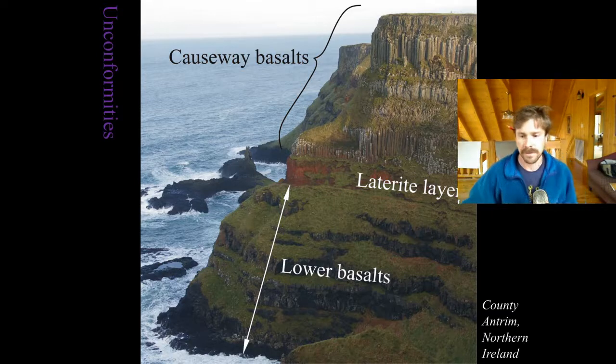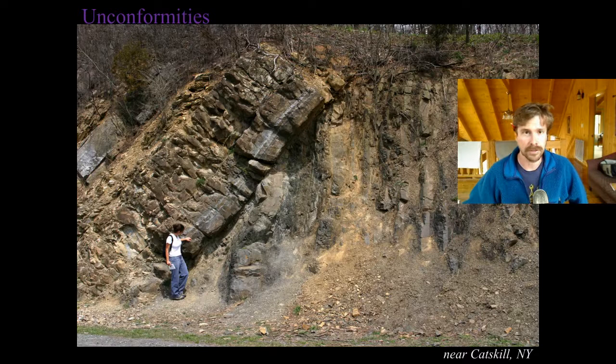Another example of a disconformity from Ireland is on top of those basalts, where a soil horizon developed. The soil developed on top of the basalt, so the iron was oxidized. It was a bright orange tropical soil called a laterite, and then more basalt erupted on top of that. So you've got basically two different basalt packages separated by this ancient tropical soil horizon.